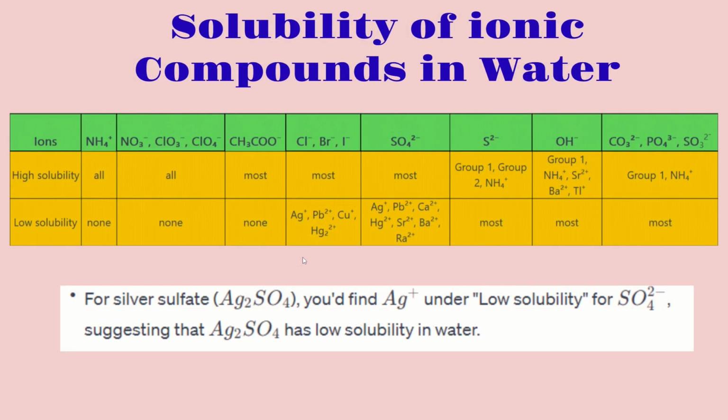And this is another example that we can use our knowledge for. In this case, we're looking for silver sulfate. If we look for sulfate on this table, we can see that it's right here. It shows that in high solubility, it's with most of the elements. But if we look at the low solubility, we can see that silver is right here. Once sulfate combines with silver, silver +1, then we can see that it's going to have low solubility, and that means it's also going to create a precipitate. So for silver sulfate, we can find silver under the low solubility, which means silver sulfate has low solubility in water. Therefore, it's also going to create a precipitate. So this was our second example.